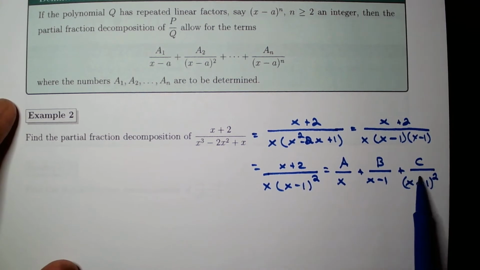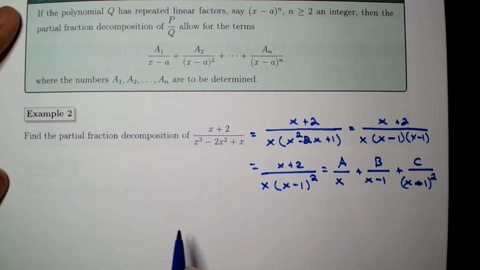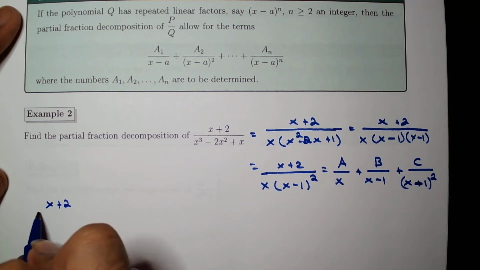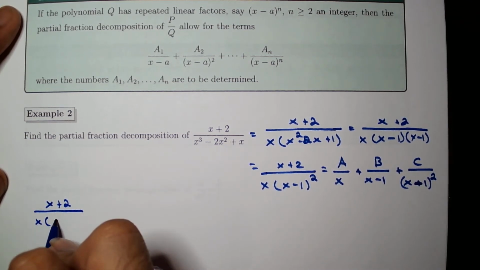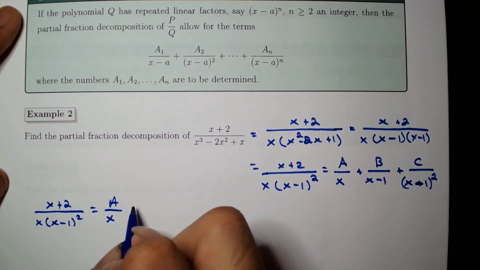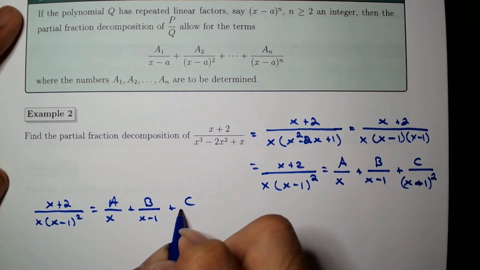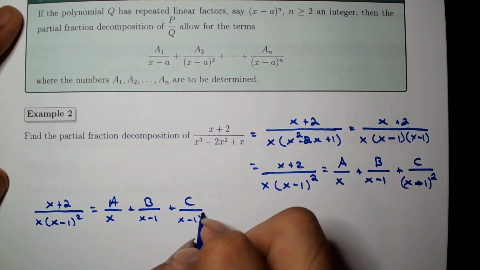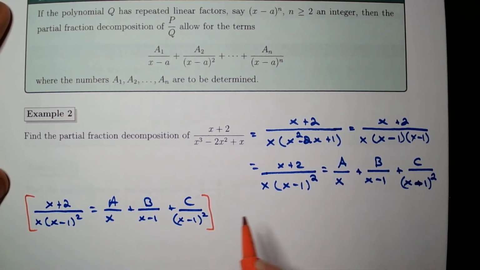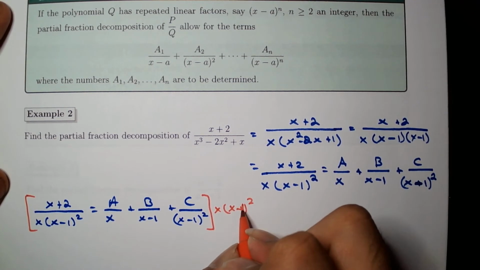Alright, so just like we did in the previous example, I'm going to rewrite these two steps right here. And what am I going to do? Well, first I will copy them again. x plus 2 over x times x minus 1 squared equals a over x plus b over x minus 1 plus c over x minus 1 squared. And we're going to multiply both sides by the LCD to clear the denominators and obtain our basic equation here.